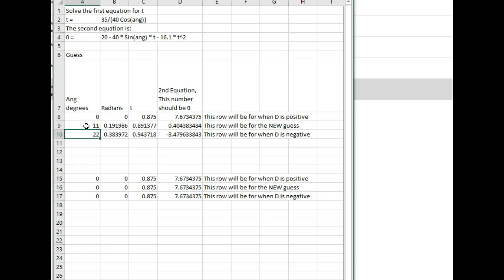Let's try 11. That one's not too bad, but it's a little too high, so we'll put that guy up here. So now your correct answer is between 11 and 22. Now if you look at these numbers, this is way off, -8. This one's pretty close. So the next guess, I think, is going to be closer to 11. So let's try 12. And that one's too negative. So what we'll do is we'll put that one down here. And so now the correct answer is somewhere between 11 and 12.